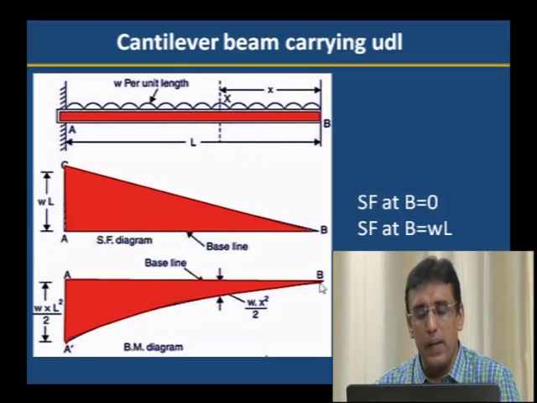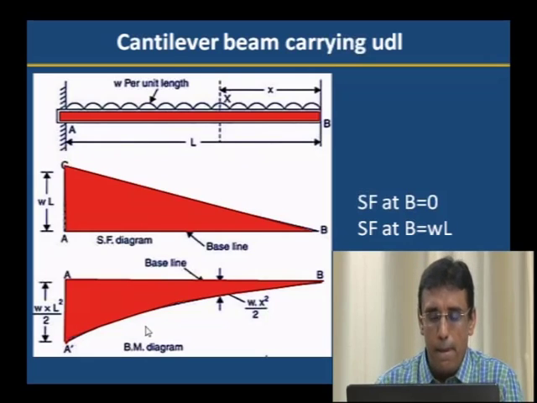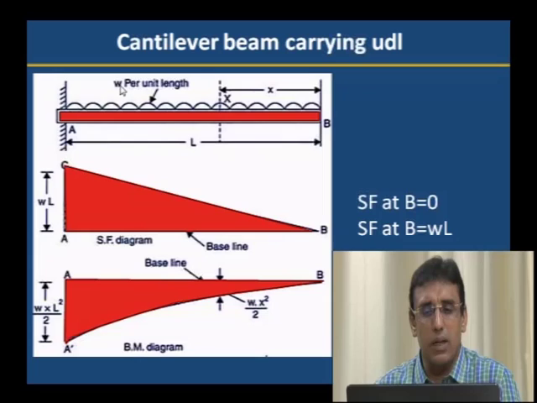Similarly, bending moment at B: force into distance is 0, so bending moment at B is 0. Bending moment at A: force into distance, which is w into L into L by 2. The uniformly distributed load acts at the center, so from the center the distance is L by 2. Multiplying, we get wL square by 2, which is the maximum bending moment. Bending moment at B is 0, and bending moment at A is wL square by 2.